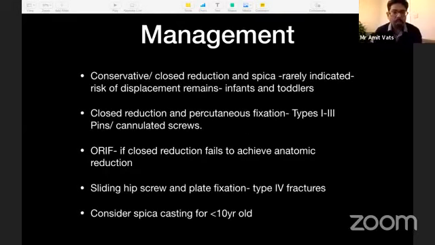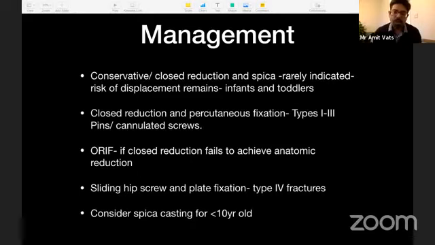Again, in management, conservative treatment with closed reduction and spica is rarely indicated. The mainstay of the treatment is surgical in these cases, because with closed reduction and no fixation, there remains a risk that the fracture could displace, and then it might require a delayed surgical intervention with a worse outcome. Therefore, if we are reducing it or stabilizing it, we should pin it.